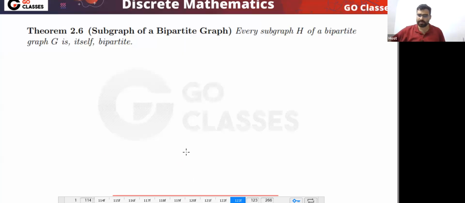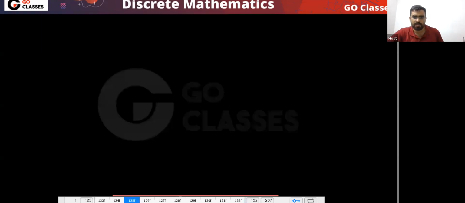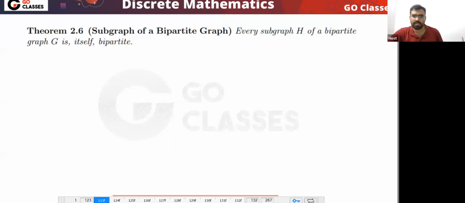Next, what about this statement? Every subgraph of a bipartite graph is bipartite. Can I say this? Every subgraph of a bipartite graph is bipartite. What do we do in a subgraph?